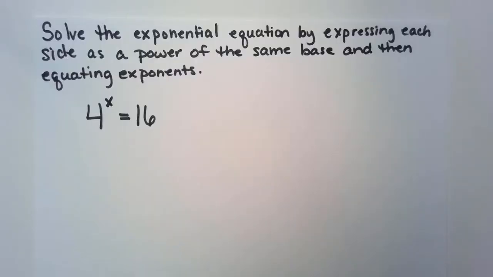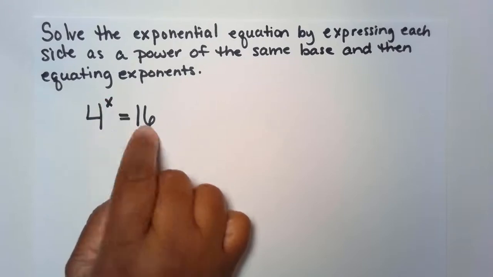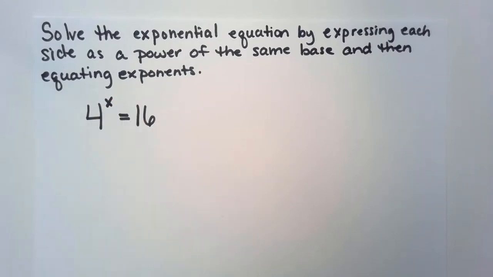All right, so we talked about how to solve an exponential equation by expressing each side as the same base. So let's look at this example. It says solve the exponential equation by expressing each side as a power of the same base and then equating exponents. So our goal, now we can look at this example and tell exactly what x is going to be.